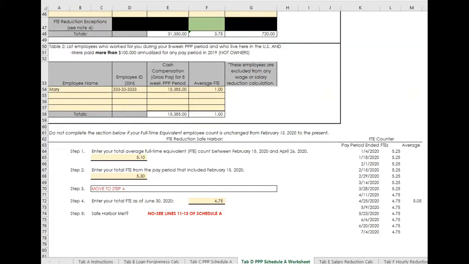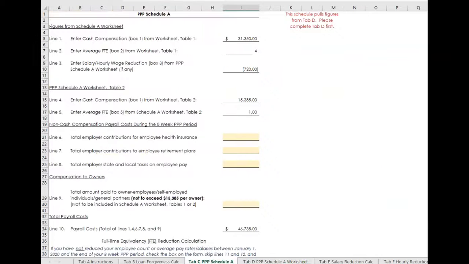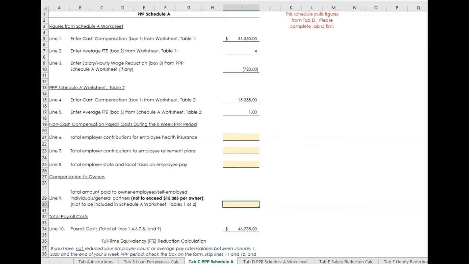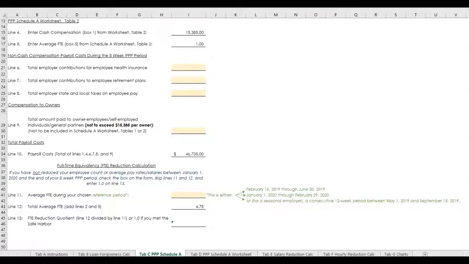Now that our Schedule A worksheet is complete, let's make our way to Schedule A. Here, the figures you will need to determine are employer contributions to employees' health insurance, employer contributions to a company-sponsored retirement plan, and any employer state taxes on employee payroll paid during the covered period. Note that you don't have to worry about reducing the amount that you contributed to an employee's benefits if they earn greater than $100,000 annualized. That limit really only applies to gross pay. Record any owner compensation here as well.